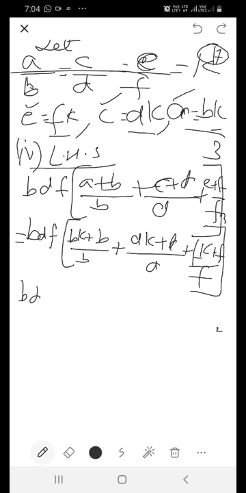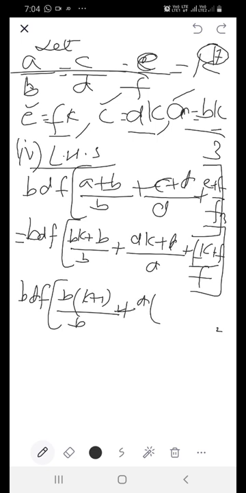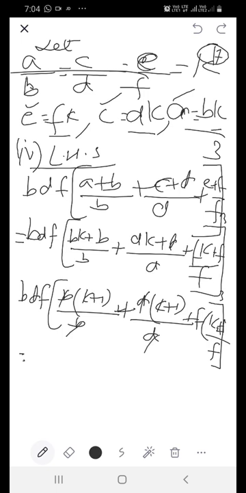It will again become BDF. From this I can take B common, K plus 1 upon B. Next I can take D common, K plus 1 upon D. Then I can take F common, K plus 1 upon F to the power 3. Now this B cancels out, D cancels out, F cancels out. You are left with BDF.